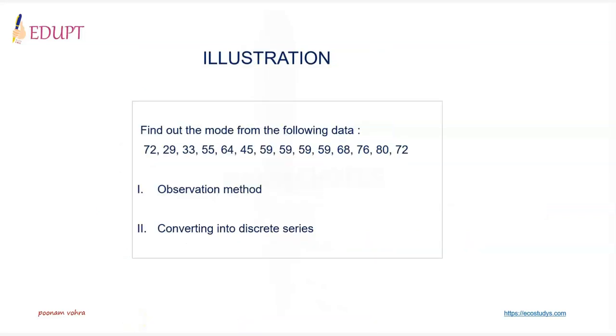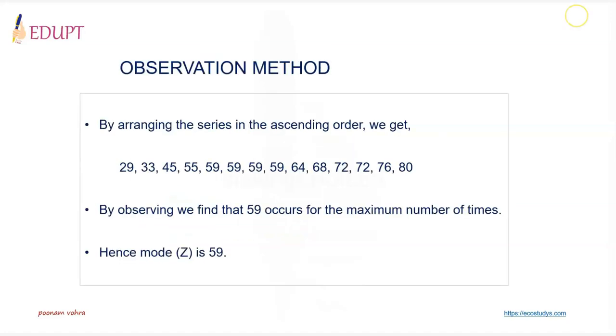Let's understand calculation of mode with the help of an illustration. The question here is to find out mode from the following data, using the observation method, and secondly by converting the individual series into a discrete series. In the observation method, the first step is to arrange the series in ascending order. By doing so, we have got these values, and then you need to observe which value is occurring the maximum number of times. So let's have a look.